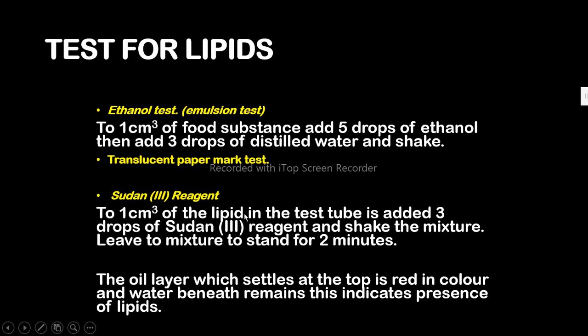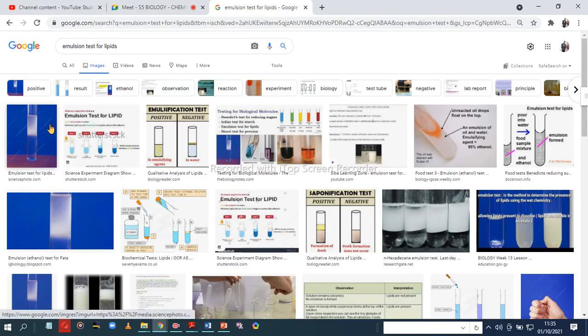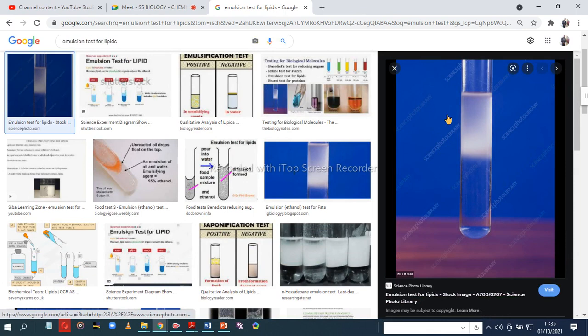Maybe let's have a look at these tests: the emulsion test, the translucent spot test, and the Sudan 3 in Google Pictures. Let's go and check the Google Pictures together. So this is the emulsion test. Okay? So this is the creamy emulsion that I was talking about, courtesy of Google.